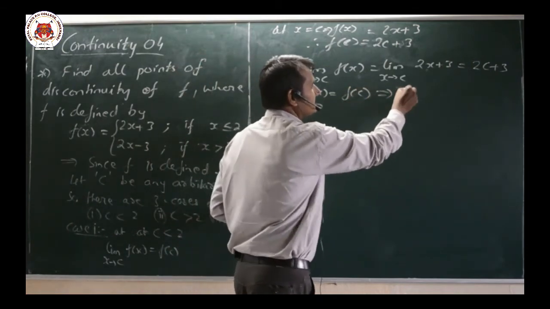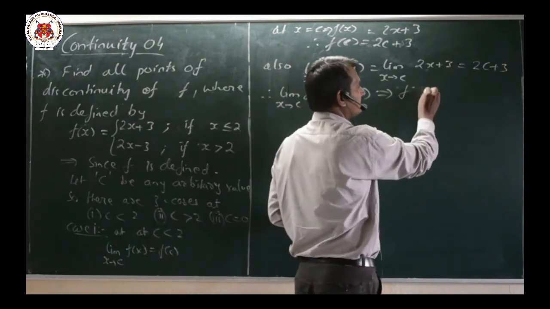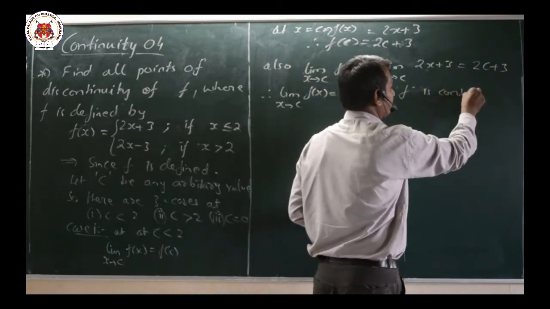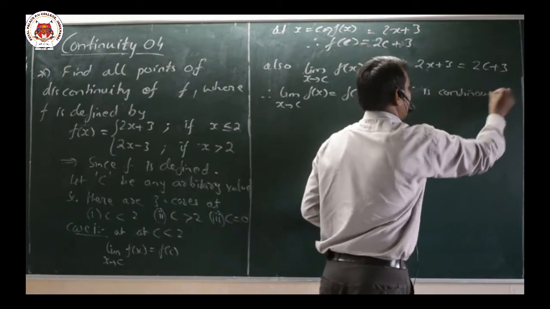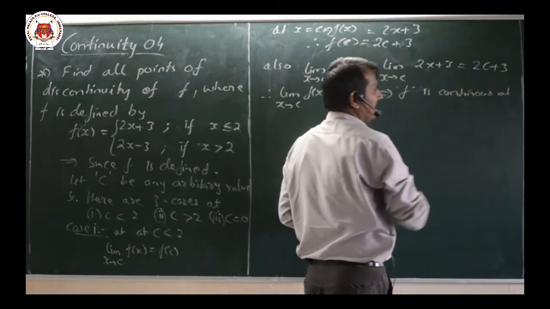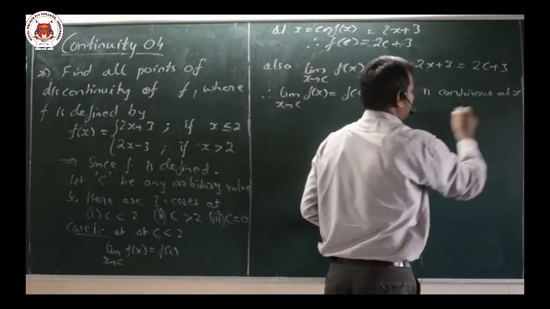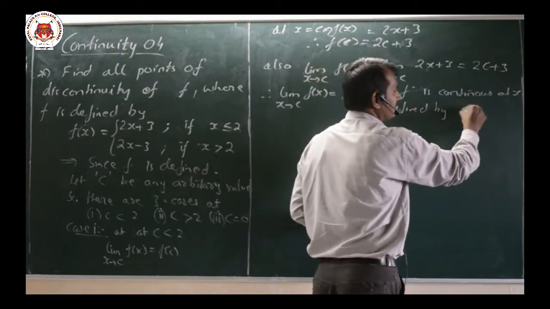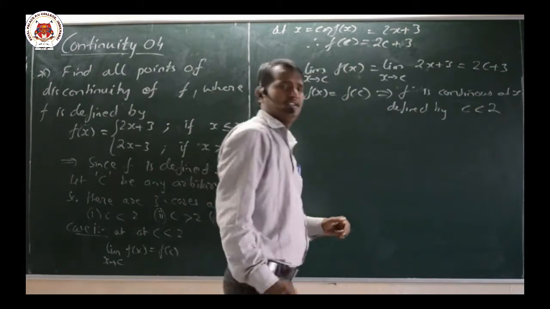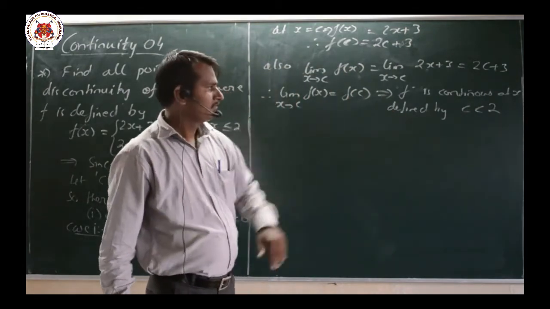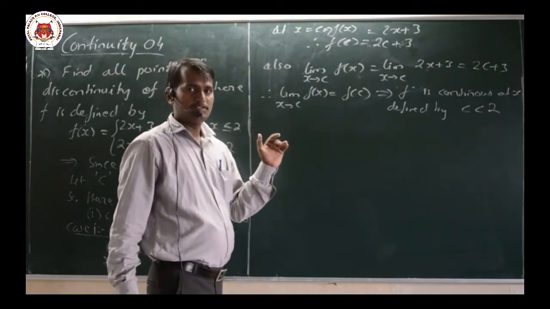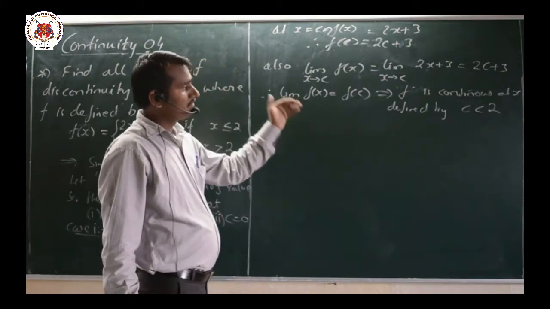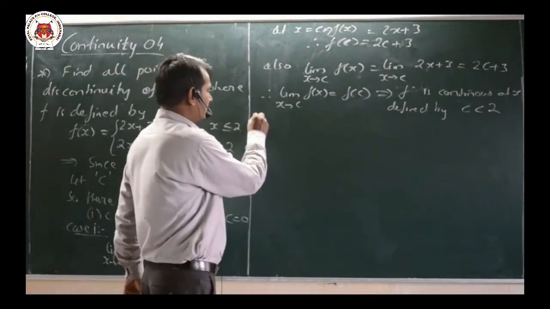That implies f is continuous at x defined by C less than 2, for all values of C less than 2. This is one part, that is, case 1. Similarly, we have to go for case 2. Now what is case 2 here?